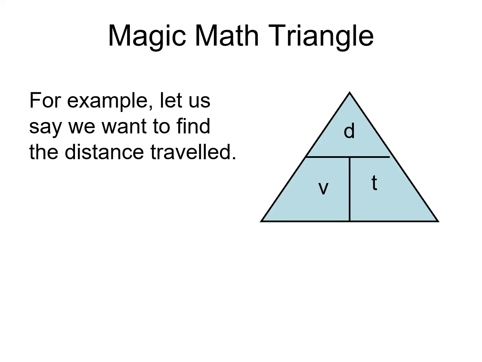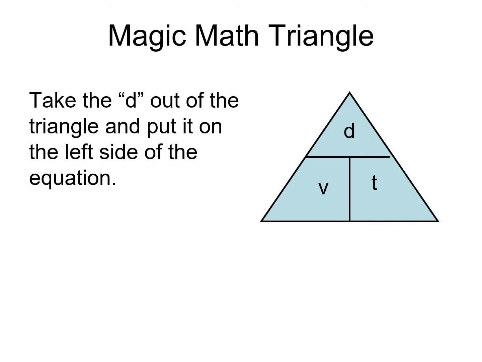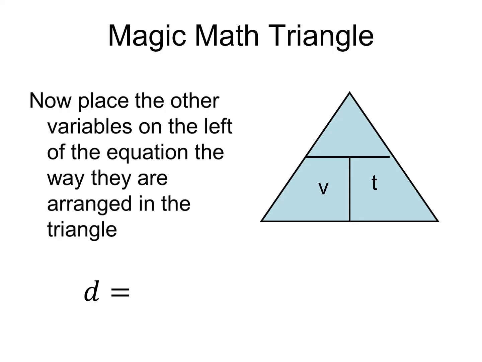Just as an example, let's say we want to find the distance that something travels. Since distance is the unknown, we will take it out of the triangle first. Now look at the remaining variables. How are they related? They're beside each other. So let's write them beside each other in our equation. We'll take the v and the t out and put them side by side. And we will multiply them with a little dot since they are side by side.